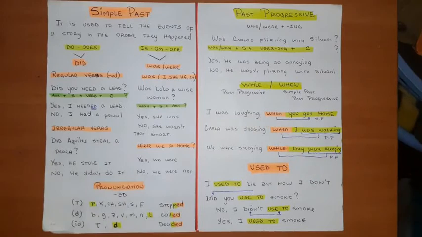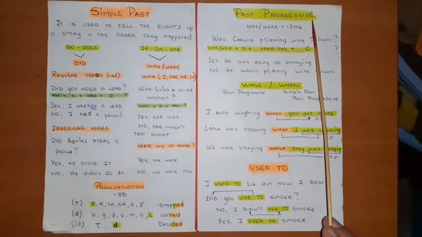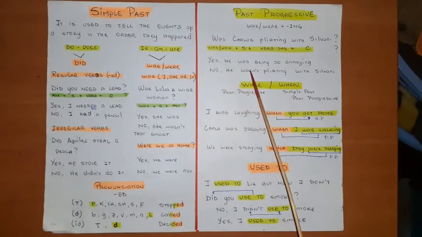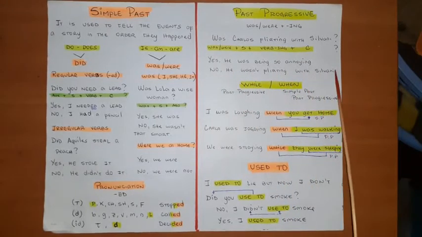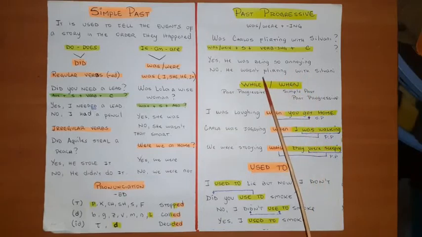Okay, longer actions that happened, okay, in the past, because we're using past progressive. So, sí, él estaba siendo muy fastidioso. No, él no estaba coqueteando con Silvani. Ok, si se dan cuenta, coqueteando, progresivo, una acción duradera.